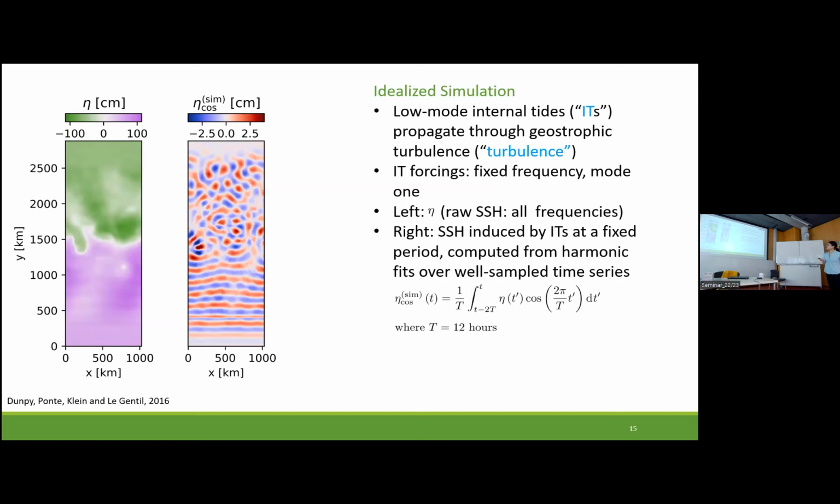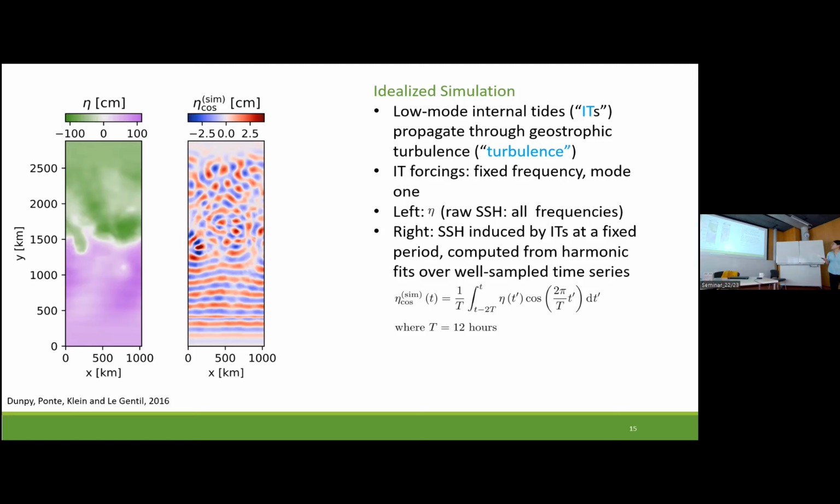And here I'm showing one snapshot of the simulations we're using, where the left-hand side shows the total sea surface height, which includes all the frequencies. So this includes the geostrophic turbulence and all the tidal components and all the other parts of the internal wave continuum. And on the right-hand side, we present the truth of the M2 tidal signal. So this truth is computed over very well sampled time series.